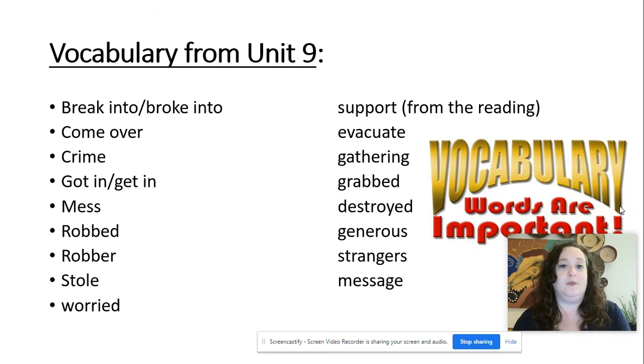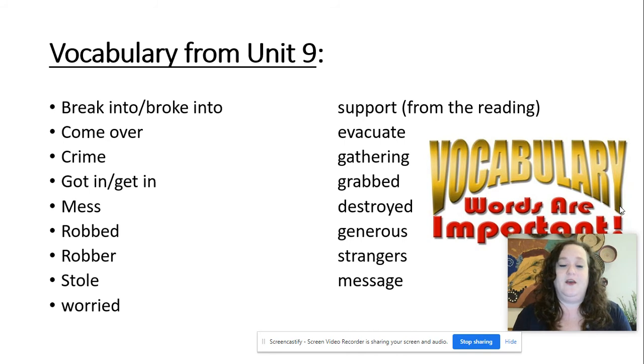Next word is generous. Generous. 3 syllables. First syllable has a stress. Strangers. Okay, and the last word, message. Message. Okay. Now, you know, another word, massage, has a different spelling and different pronunciation, but these 2 words look similar. This one, message.